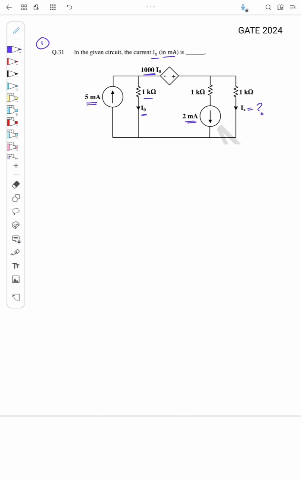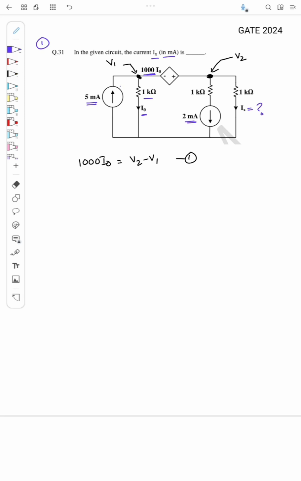Okay, so to analyze this, let us assume these two nodes, with this node having the voltage V1 and this node having the voltage V2. Okay, so which means the dependent source 1000 I naught, which is the voltage between these two nodes, right? This is equal to V2 minus V1 from circuit. Okay, yeah. Now we'll see the current source given.